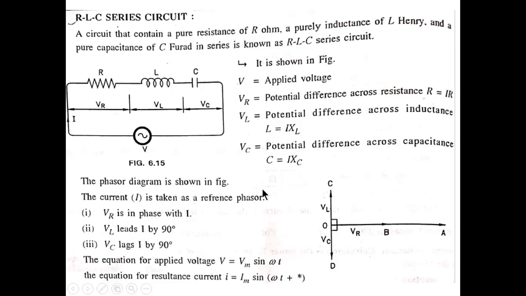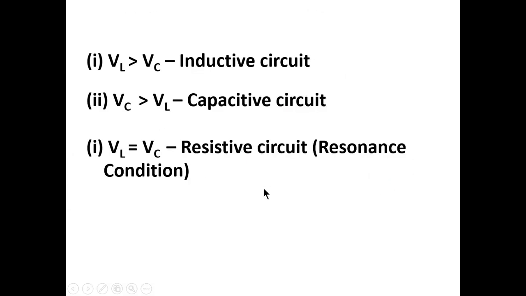So by doing this analysis, we are getting three conditions. First condition is VL greater than VC. So here inductive voltage is greater than capacitive voltage. So this condition is known as inductive, and circuit behaves as inductive circuit. So in inductive circuit, current lags the voltage, so power factor is always lagging.